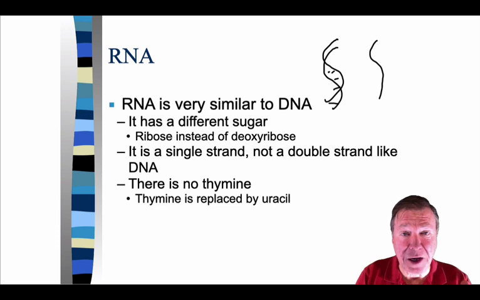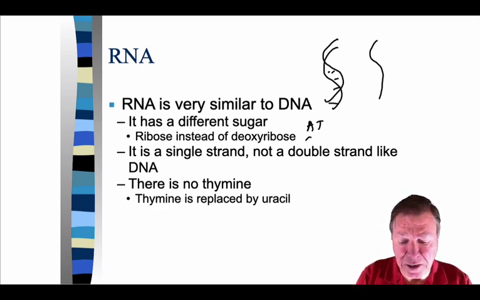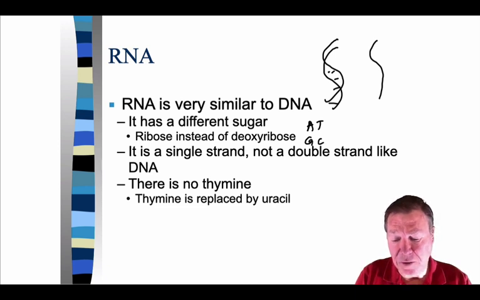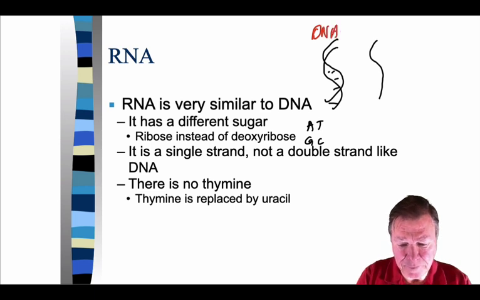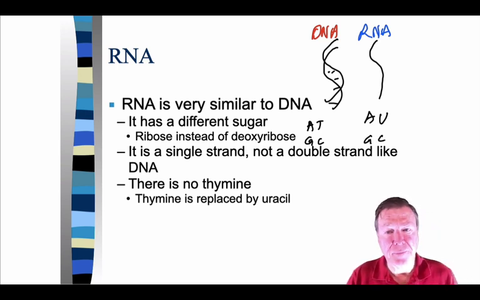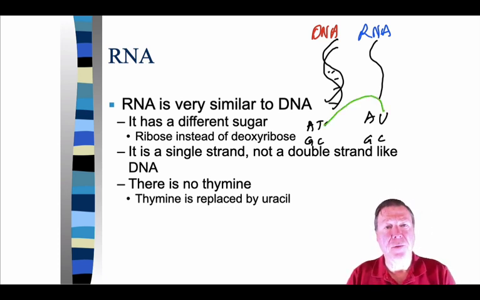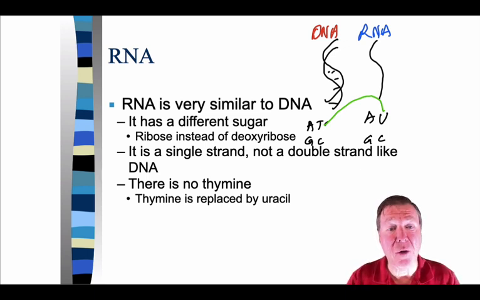And instead of thymine, we're using uracil. So while DNA has A, T, G, and C, RNA has A and U, G and C. It doesn't have the T. Uracil replaces thymine. You should know that. You need to know that.